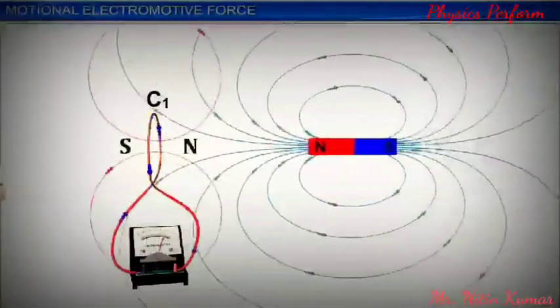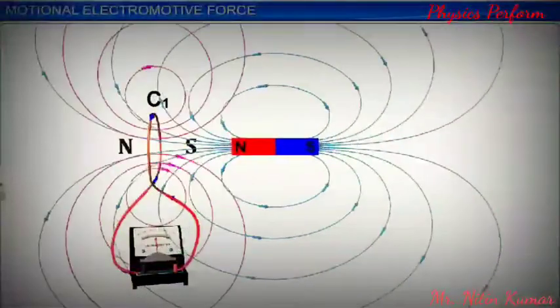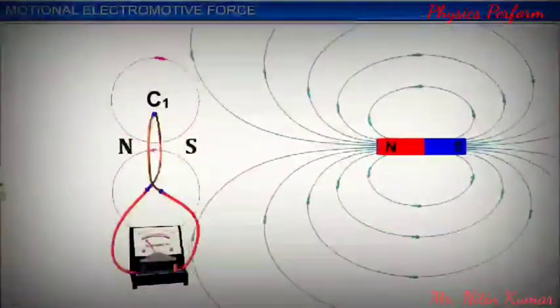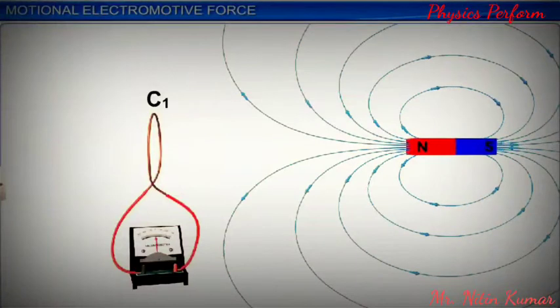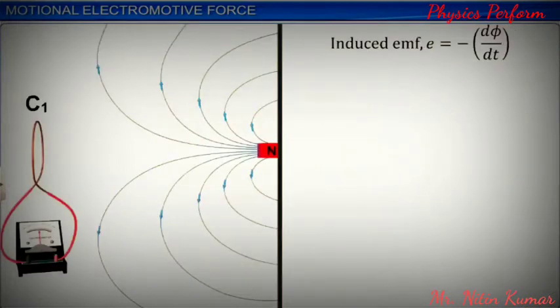We have studied about induced EMF in a circuit due to the rate of change of magnetic flux through the circuit. This happens due to the relative motion between the coil C1 and the bar magnet. We know that the induced EMF E is equal to minus d phi by dt, where d phi by dt is the time rate of change of the magnetic flux and the minus sign is in accordance with Lenz's law. Let this be equation 1.